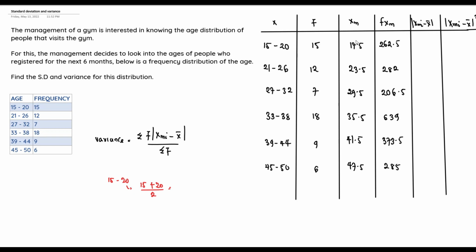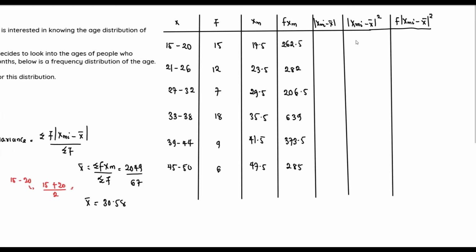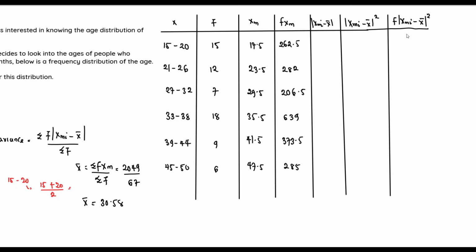So the formula for our mean x bar is equal to summation fxm divided by summation f. When we sum everything in the column of fxm, we have 2049, divided by the sum of the frequency column, which is 67. So that means our mean is going to be equal to 30.58.